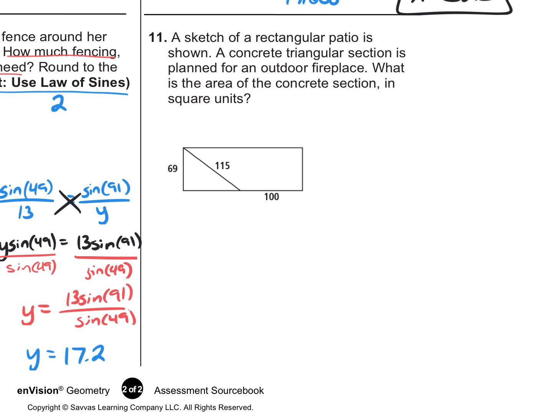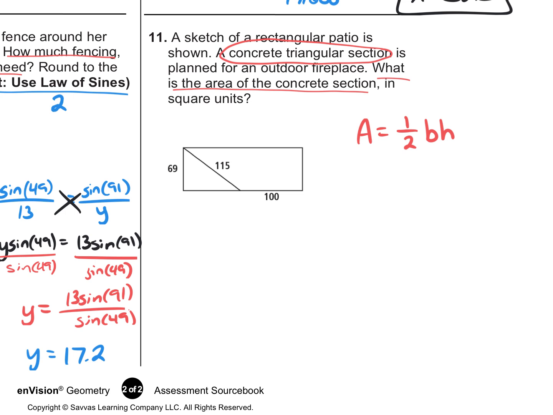Always go to the question. It says it wants to know what the area is of the concrete section. Well, do I know just from that what the concrete section is? No. So we go figure that out. Well, they're actually talking about the triangle. So we want to find the area of the triangle. Now, basic area of a triangle formula is what? 1/2 bc sine A, that's the trig one, but the basic one is 1/2 base times height.